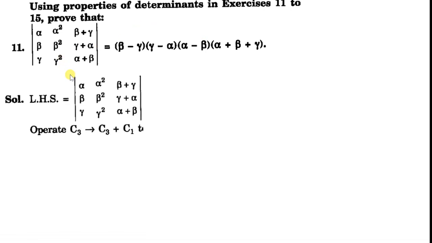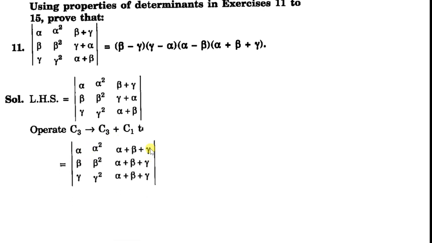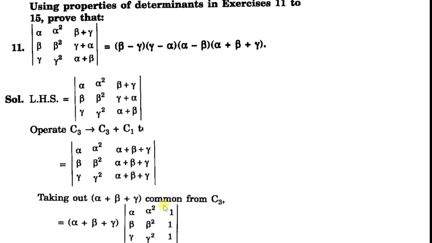So we can have the operation C3 is changed to C3 plus C1 to get terms of this type, alpha plus beta plus gamma. So operate C3 changes to C3 plus C1. We get in the third column alpha plus beta plus gamma. Remaining two columns will remain as such. Now we can take this alpha plus beta plus gamma common from the third column, and after taking it common we are left with 1 1 1 in the third column.